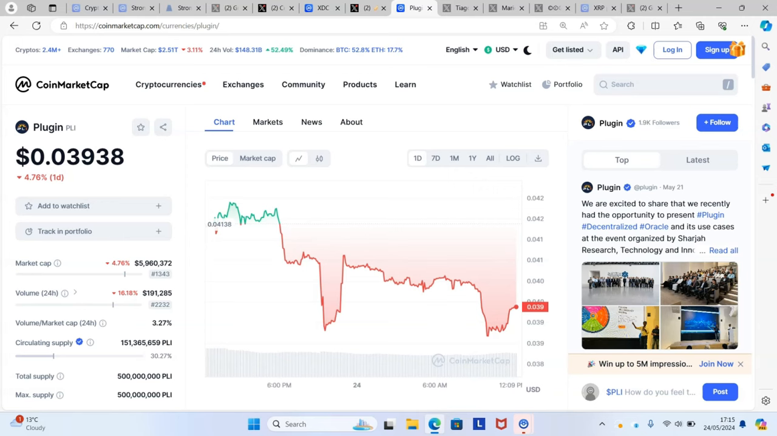Moving on and looking at the Plugin PLI token, currently also at 3 cents. Now, what is Plugin? You should know by now, it's based on XDC, it is our oracle. The current market cap is just under 6 million. The circulating supply is 151 million and the max supply is only 500 million, guys. This is very shocking, but guys, we are still early in Plugin as well.